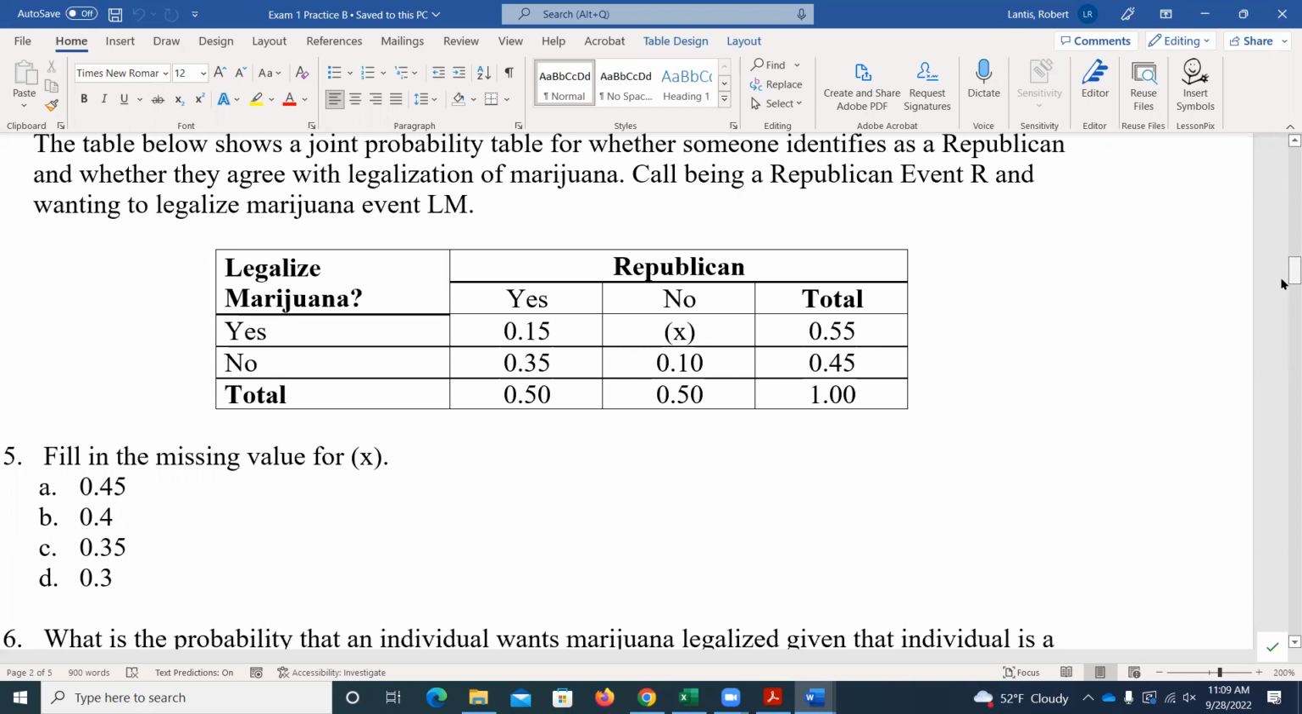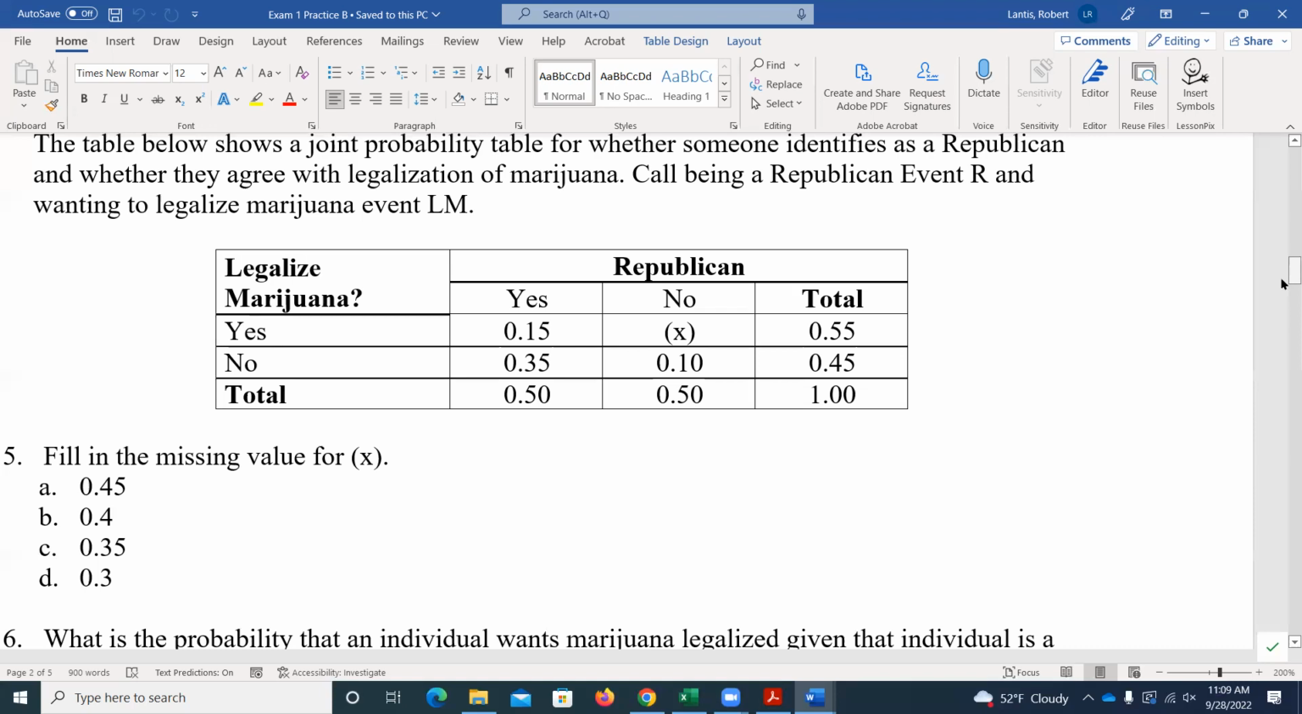Now, one problem that's not on there that I might ask you is, let's say, what's the probability that they're not Republican or they don't want marijuana legalized? So I'm looking at now the union of two events.